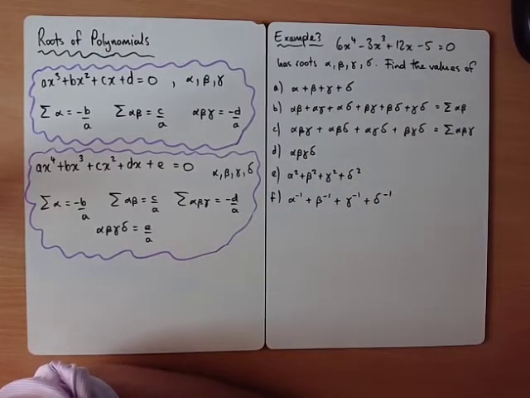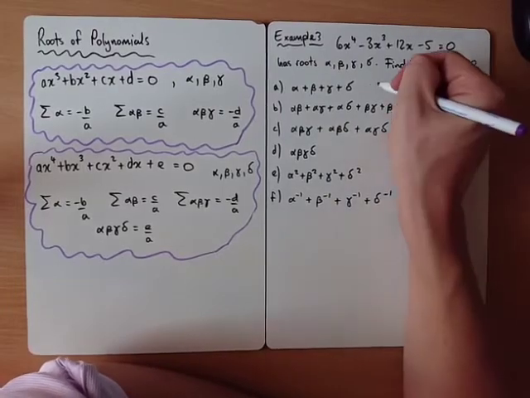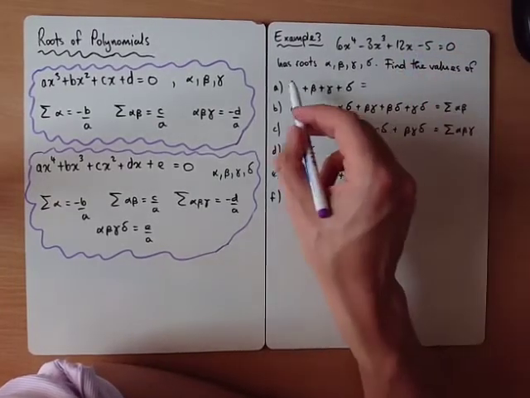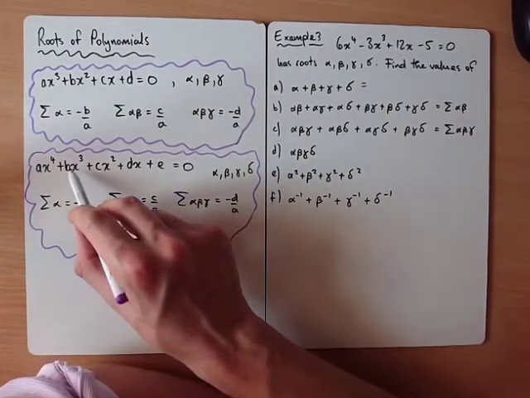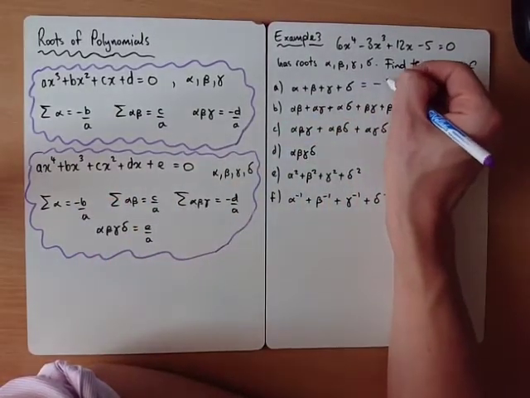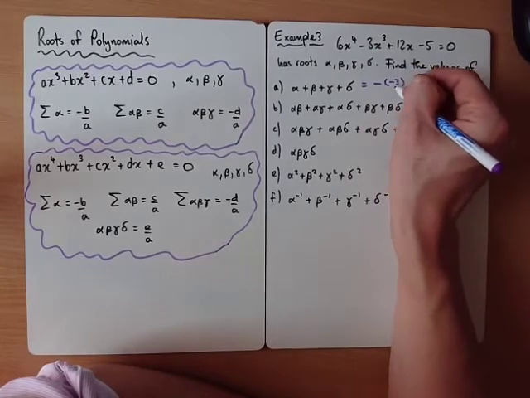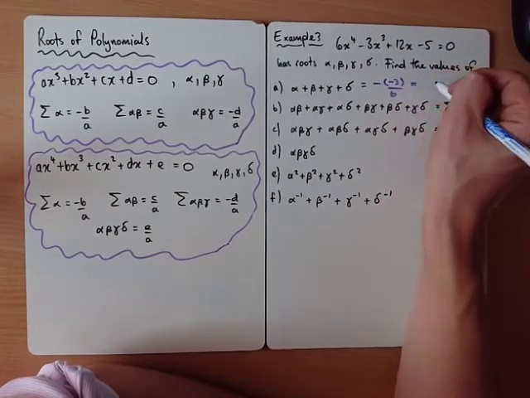Okay, so for these first few, the sum of the roots is always minus B over A. Okay, so it'd be minus 3 over 6, which would be a half.